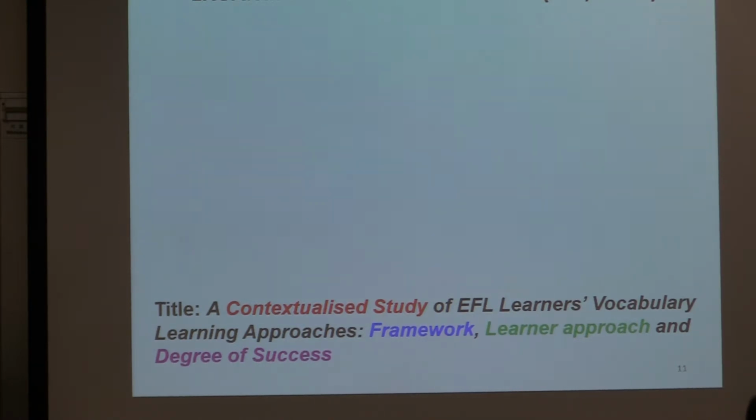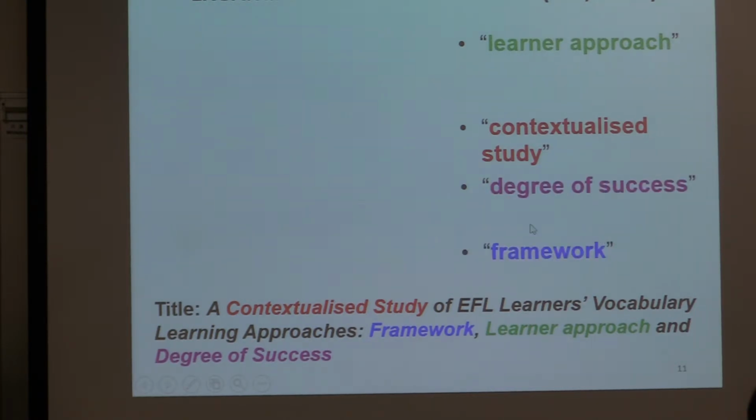Okay, so can you, without referring to the slides, focus on the slide here. Can you imagine? Can you predict what kind of literature review section will be covered? So these are the keywords used in this study. So the author actually organized the literature review in four sections. So learner approach, contextualized study, degree of success, framework.